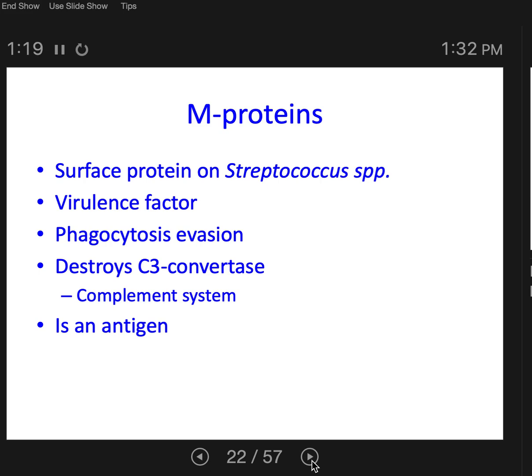They're also, I don't have it on this list, adhesins. So they're a virulence factor not only because they help Streptococcus species evade phagocytosis, but also because they help Streptococcus adhere to host tissue. So those are two reasons it's a virulence factor. A third reason is that it destroys certain elements of the complement system, which is part of the immune system that we'll learn at the end of these lectures. So it disrupts the complement system. It's also an antigen. M proteins are antigens, meaning they can be bound to by immunoglobulins.